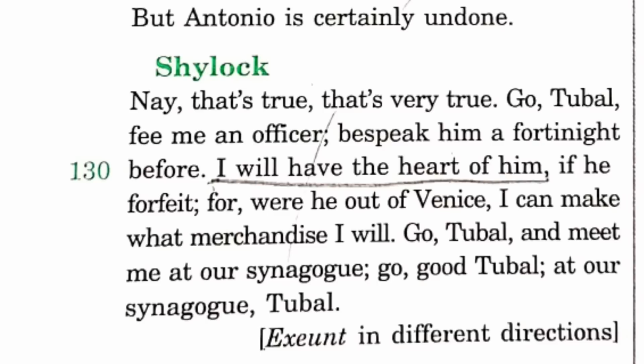But Antonio is certainly undone. Again Tubal comes to Antonio. Nay, that's true, that's very true. Go Tubal, fee me an officer, that is, engage me an officer, bespeak him a fortnight before, I will have the heart of him. So he says, you book that officer, officer essentially referring to a legal officer, a lawyer, you book his services by paying an advance fee. If he forfeit, I will have the heart of him, basically saying that I will extract my pound of flesh near his heart, basically killing Antonio in the process.